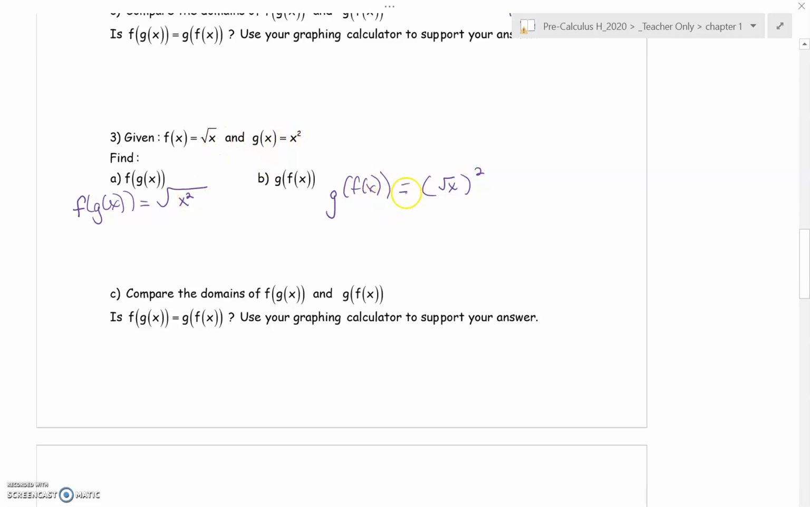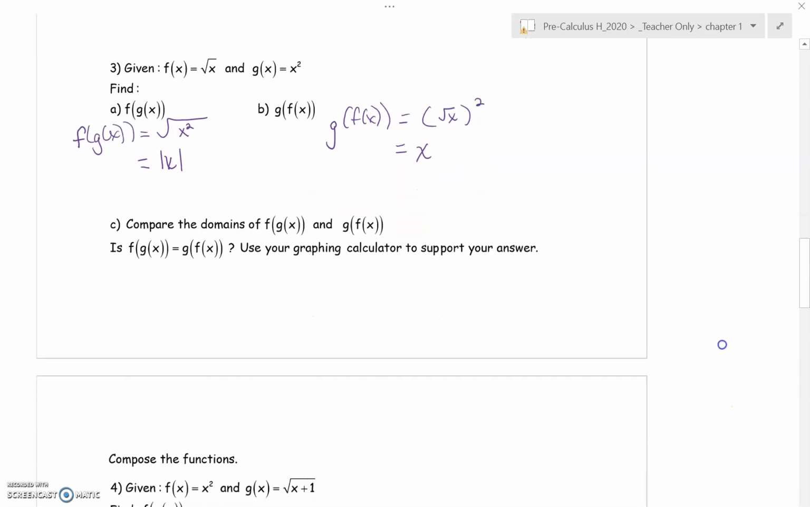And in g of f of x, I take the function g, and inside those parentheses, I'm going to put f of x. So if you think about this, maybe some of us have forgotten this, but the square root of x squared is actually the absolute value of x. And over here, if we have square root of x squared, we have x. But again, we have to be really careful about our domain. So let's think about how you would find the domain for each.